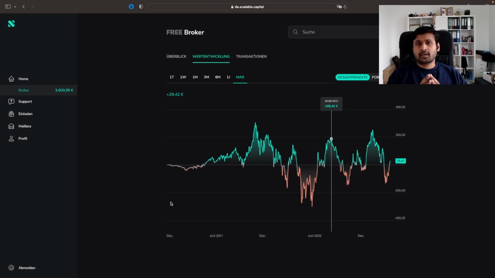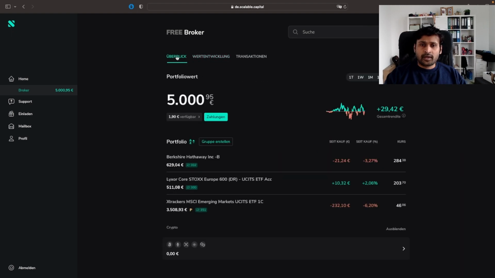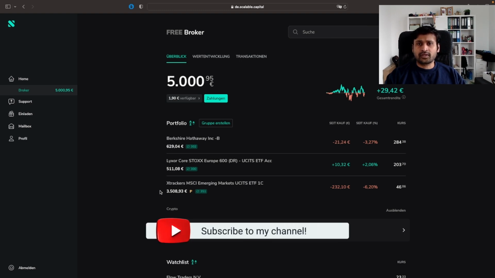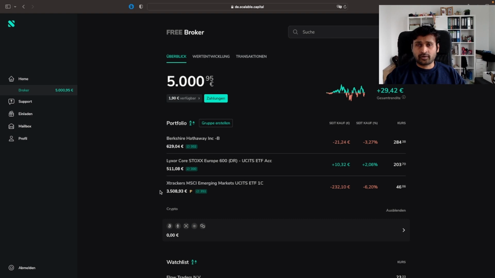So what you see now is the Scalable Capital account which I have for my family account, where I want to go ahead and show you guys. So overall, I have three different securities here for the savings plan. In this account, I do only savings plans. I don't do individual stock trading. Individual stock trading is done in my private account. And this account is just for a very long-term perspective of investing. And I call it a family account.